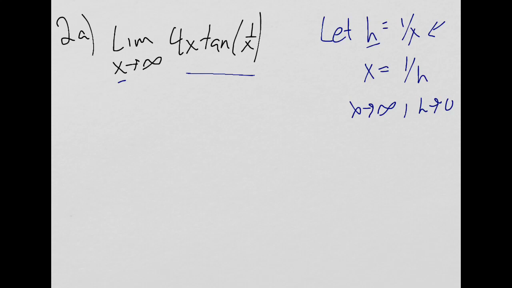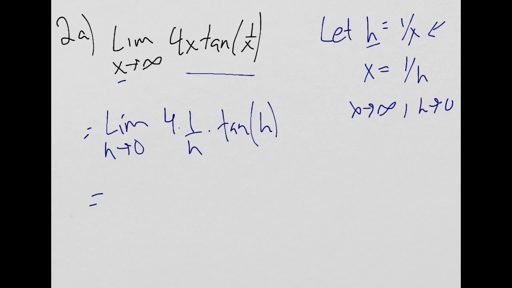So what I'm going to do is change this limit over on the left side to have h's instead of x's. Here I've got 4 times x, so I'm going to have 4 times 1 over h. And here I've got tan of 1 over x, so I'm going to get tan of h. And then for this, I'm looking at the limit as x goes to infinity, and we just said that as x goes to infinity, h goes to 0. So I'm going to replace that with h goes to 0. So it's going to look like this: limit as h approaches 0 of 4 times 1 over h times tan of h.